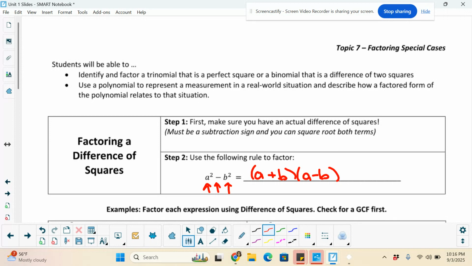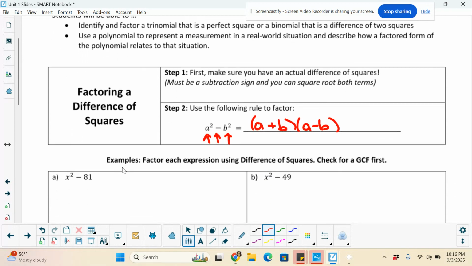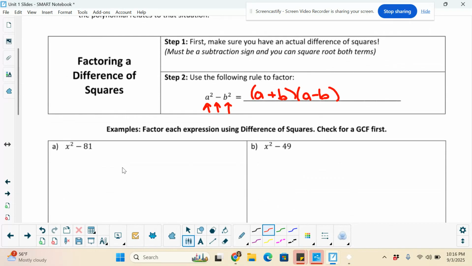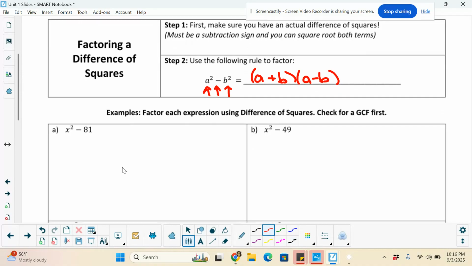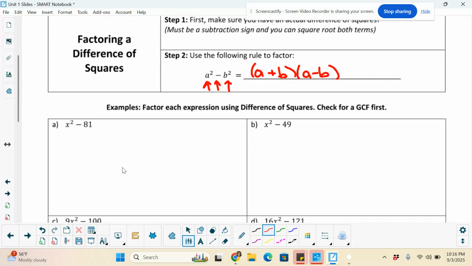There you go. So that is your difference of squares. So let's look at some example problems here. So again, the first thing that we look for is, is each term a perfect square? So we look right here. X squared is a perfect square because x times x gives you x squared. The second thing we look for is the minus. There is a minus, so that works for us, difference of squares.